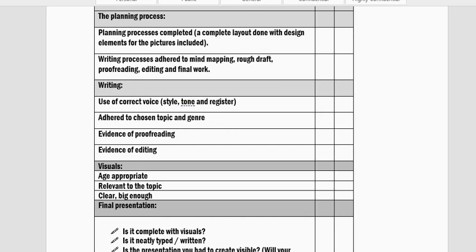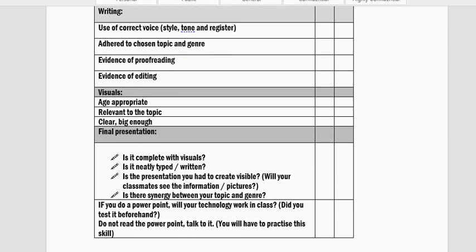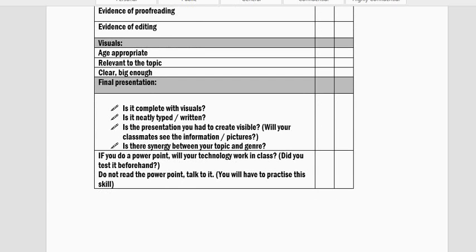As far as the writing specifically is concerned, the learner can determine for himself whether he used the correct voice, whether he is focused in his research, whether he adhered to the chosen topic and genre? Did he really answer the research question or not? Is there evidence of proofreading and editing? With regard to visuals, the learner can determine for himself whether those visuals are age appropriate, relevant, clear, and big enough. For the final presentation, the learner can tick off whether he meets these requirements.